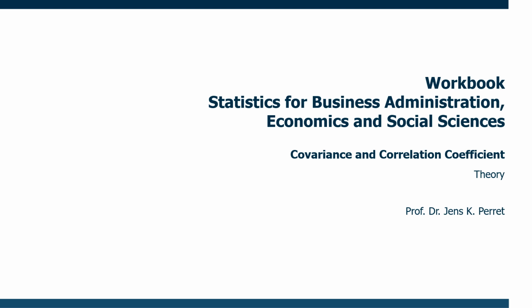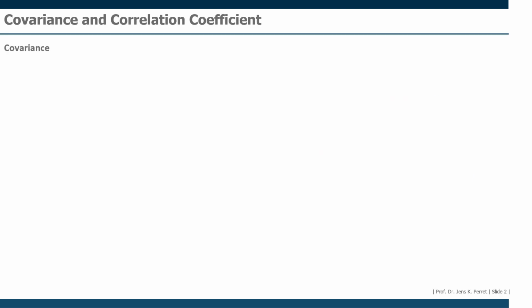Welcome to another unit in this workbook, Statistics, this time focusing on the covariance and the correlation coefficient. Let's start with the covariance, which is more or less an expansion of the idea of the variance, which we already know. In the variance, we take the difference of each observation from the average and square the end result.